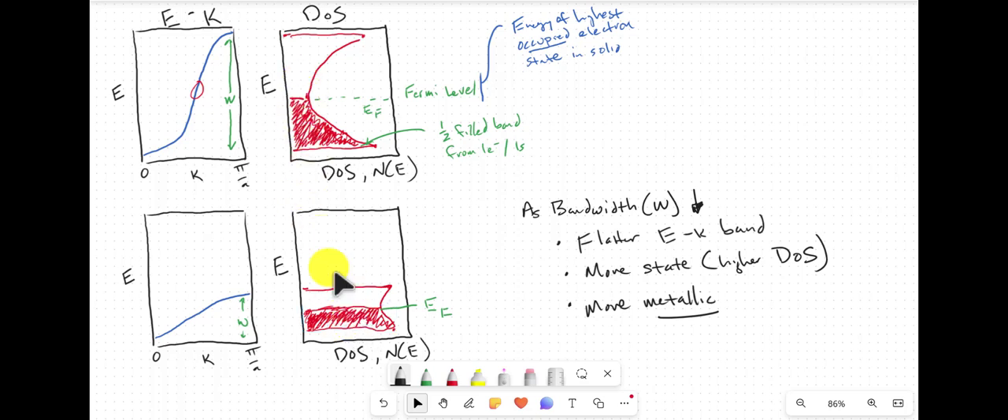And so in both cases, if you integrated this, it's the same, but the number of unoccupied states is way up here at higher energy, which are probably thermally inaccessible. Whereas down here, there's a much higher number of those states just above the Fermi level. And so that would make this a better metal.